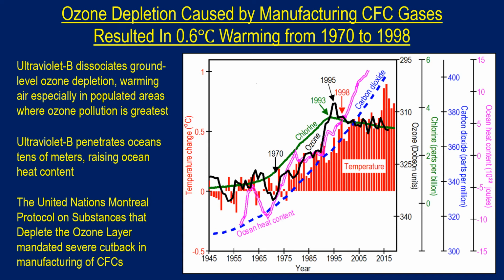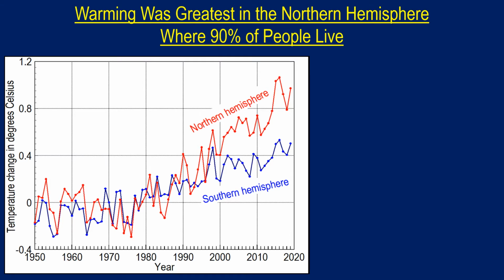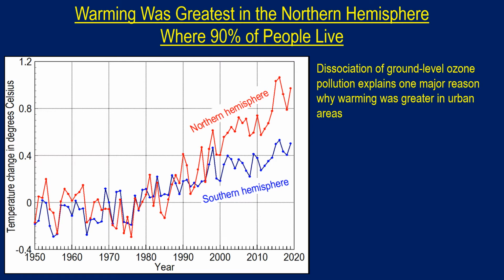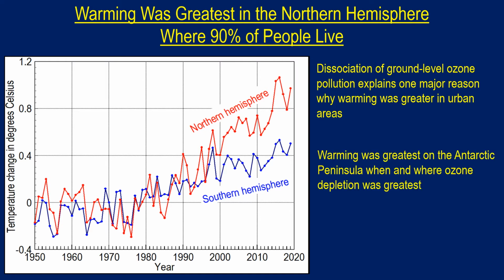But the ozone layer is expected to remain depleted for most of the rest of this century, continuing to increase ocean heat content. Warming was greatest in the northern hemisphere, where 90% of people live. Dissociation of ground-level ozone pollution explains one major reason why warming was greater in urban areas. Warming was greatest on the Antarctic Peninsula when and where ozone depletion was greatest. Warming due to ozone depletion explains Arctic amplification.